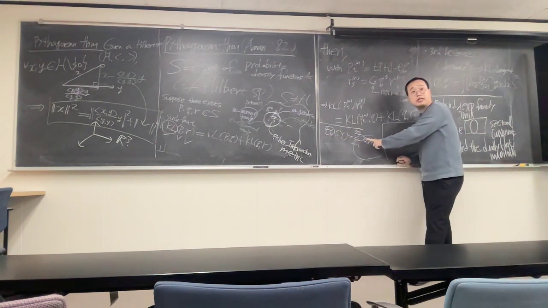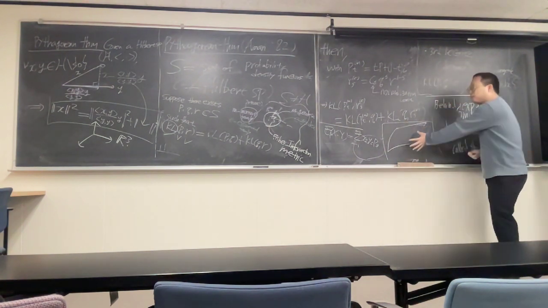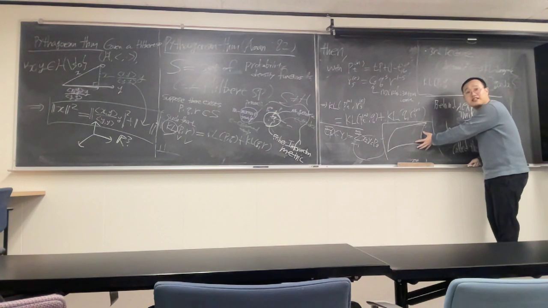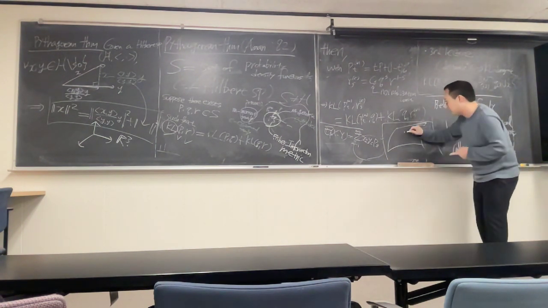If I now draw the space of the probability mass functions, okay? If I choose one single element over here, let me say this is P.